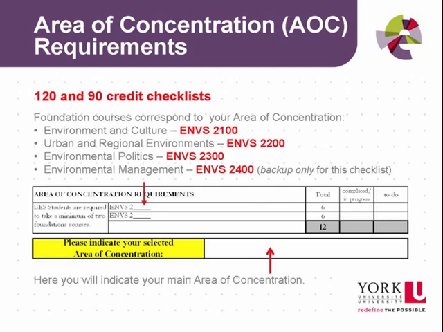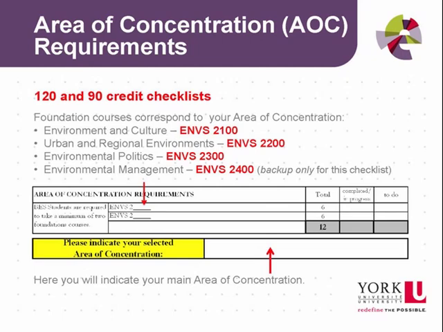Each area of concentration has a foundations course that is required to be taken by the student, so you just need to mark a 6 under the appropriate column, Completed, In Progress, or To Do. The 6 in this case refers to the number of credits for that particular course.